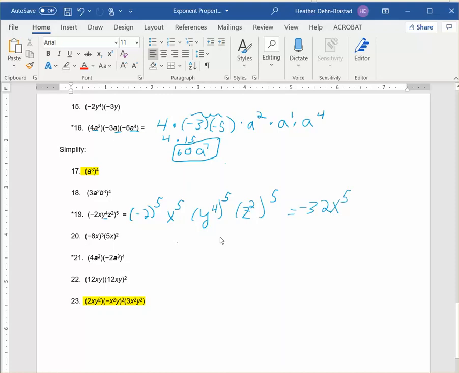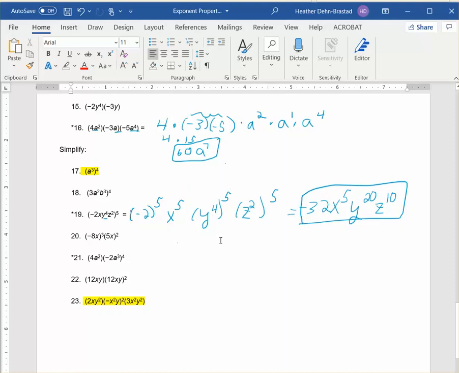Y to the 4th to the 5th, the rule is when you raise a power to a power, you multiply the exponents. So that would be y to the 20th. And z to the 2nd to the 5th, same rule, when you raise a power to a power, you multiply. So that would be z to the 10th. Now this is as simple as we can get it. Don't combine anything else past that point.